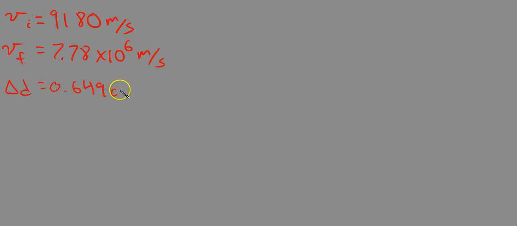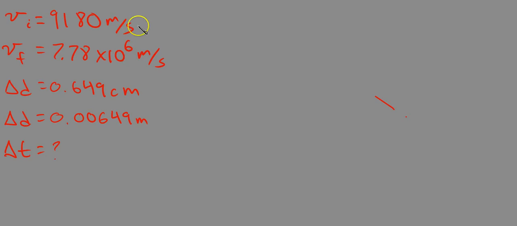0.649 centimeters. Now this is a problem because I'm dealing with meters here and centimeters there. So I need to change this into meters, which will give me 0.00649 meters. So I divide that by 100 because there's 100 centimeters per meter. And I'm looking for my time. Okay? I'm looking for my time taken.